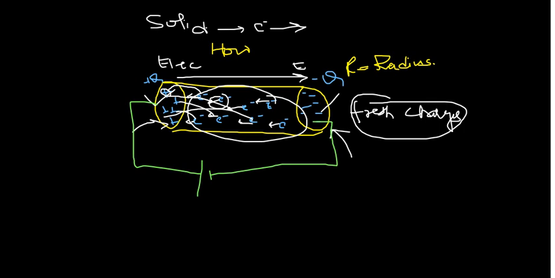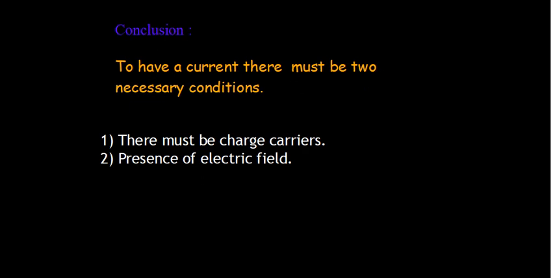Two things are always necessary: there must be charge carriers and the presence of an electric field. That is, to have a current there must be two necessary conditions. First, there must be charge carriers. If there is no presence of charge carriers, there is no current. And there must be the presence of an electric field, then only can I make these charges experience a force and accelerate in a particular direction, and we will obtain the current.